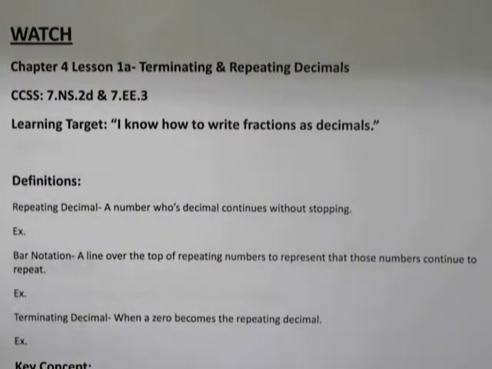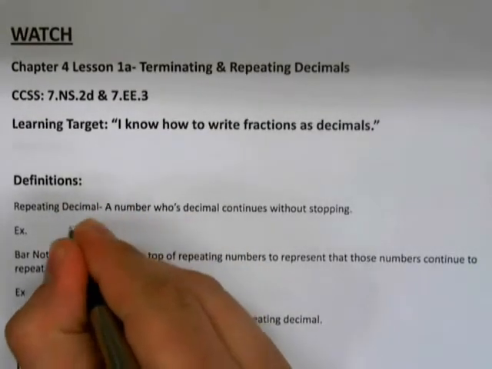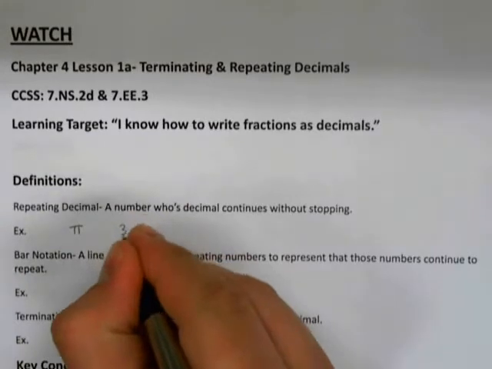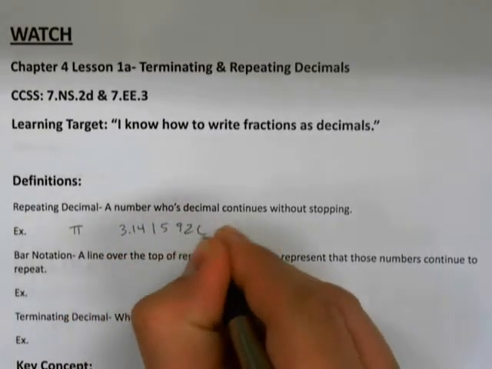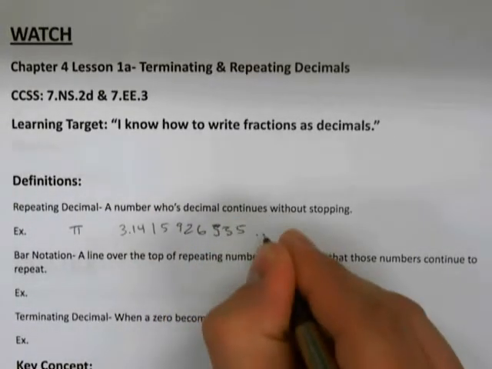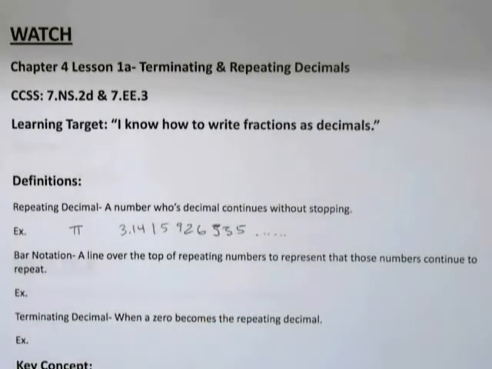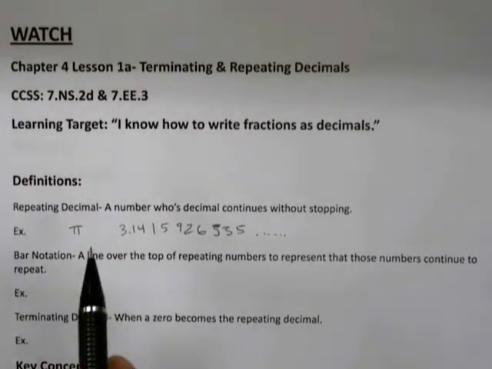So the first thing we want to define is repeating decimal. A repeating decimal is a number whose decimal continues without stopping. Okay, so an example of that would be like pi. And pi, as we know, goes 3.1415926, almost messed up, 3.5, and it keeps on going and going and going, and it actually does not stop. It will continue to repeat and repeat and repeat. Okay, so that's an example of a repeating decimal.